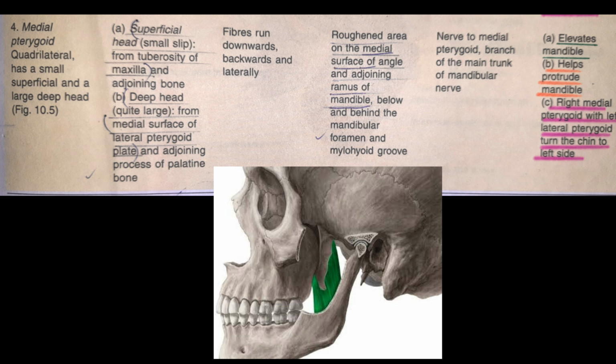The actions of the medial pterygoid muscle include: first one is that it elevates the mandible. Second one, it helps protrude the mandible. And third one is that the right medial pterygoid along with the left lateral pterygoid turns the chin to the left side.